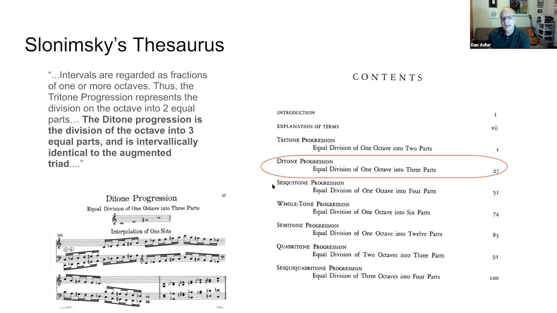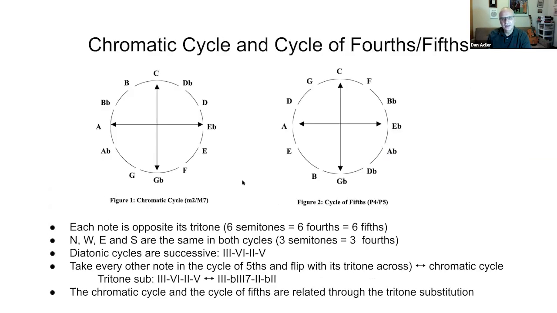what you see is that he takes octaves and breaks them into equal parts. And then from that, he brings cycles. So one octave into 3 parts, into 4 parts, into 6 parts, and that kind of thing. And then he does all sorts of elaborations. And then, of course, the ditone progression, as he calls it, is a division of an octave into 3 equal parts and is intervallically equivalent to an augmented cycle. We can see that as a cycle in a second.